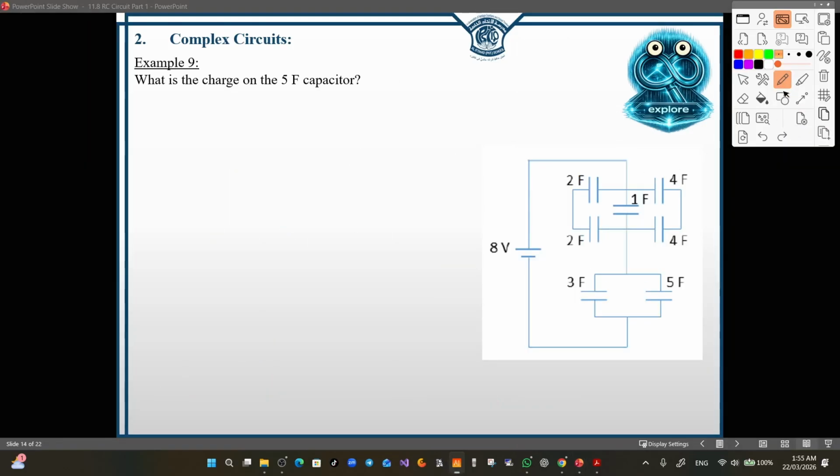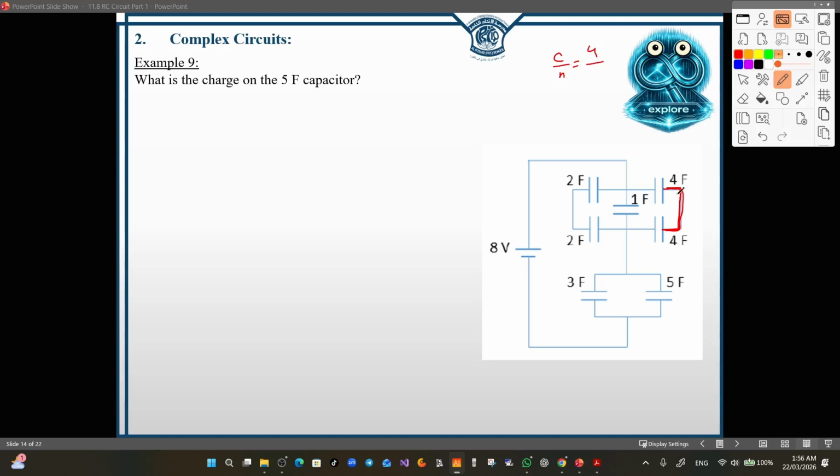What is the charge on the 5 farad capacitor? So we start by simplifying this complex electric circuit into one singular one. We know that the 4 farad and the 4 farad are connected in series. We will use one of the shortcuts to find the equivalent of the 4 and 4. I will use C over N.